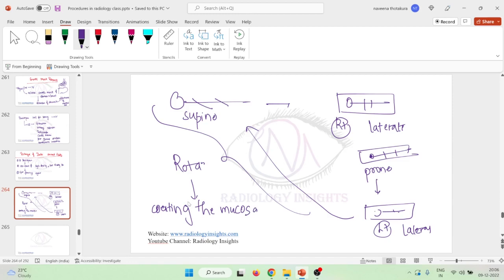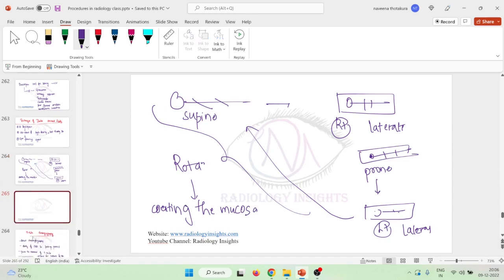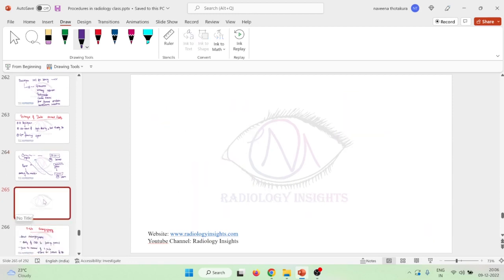Then, once you have rotated the patient, same as we have seen in single contrast studies, the standard views are taken. Okay, now we will have to take the standard views, same as demonstrated in single contrast study.